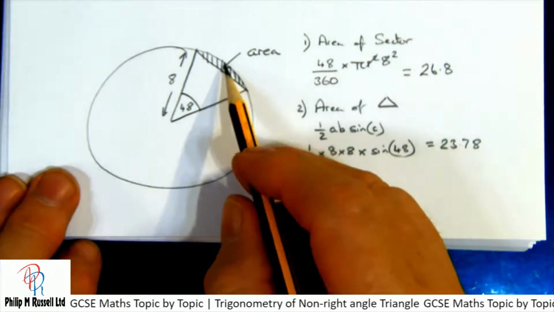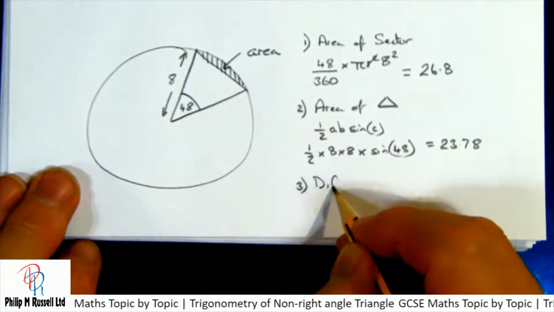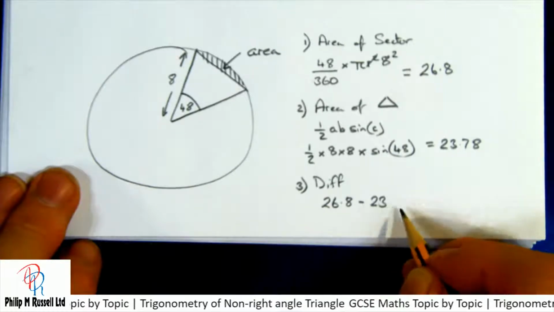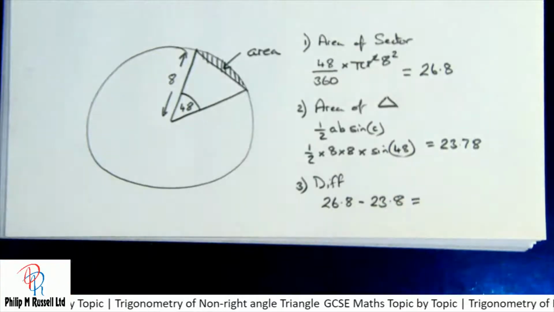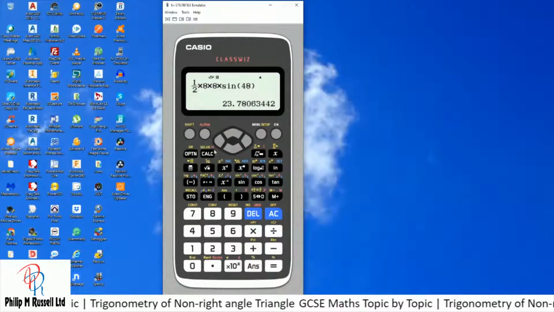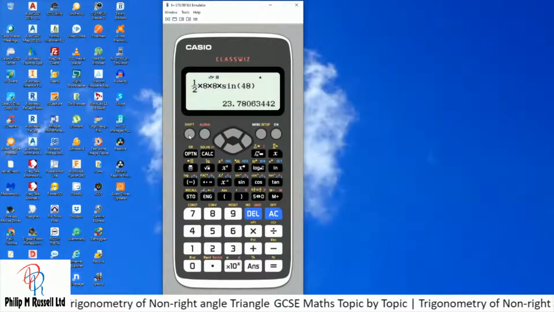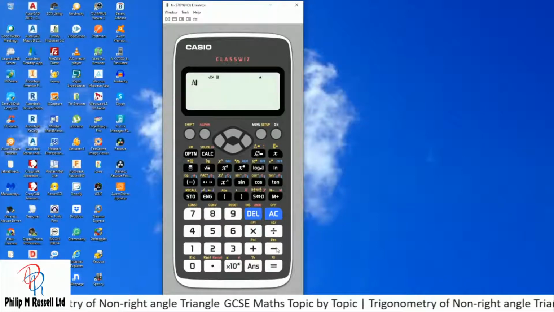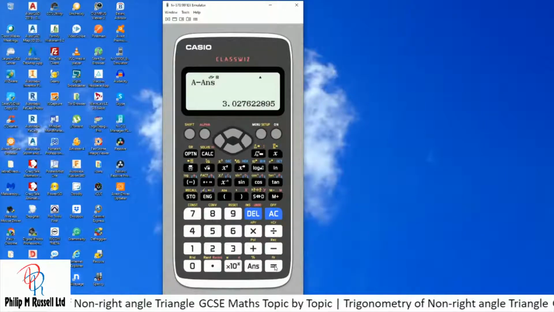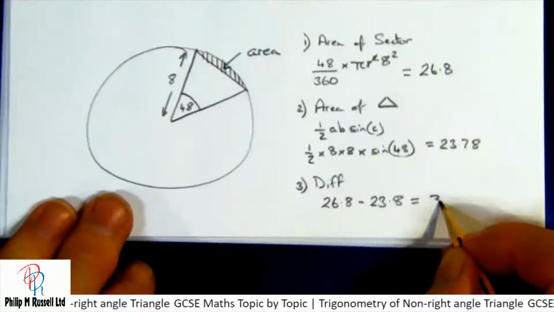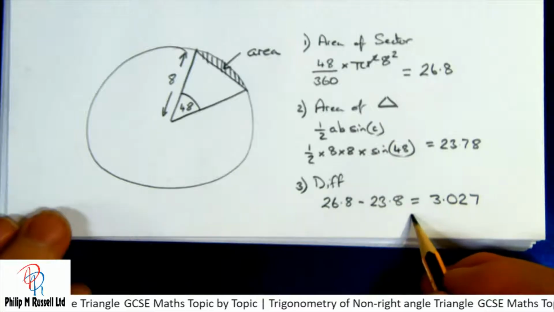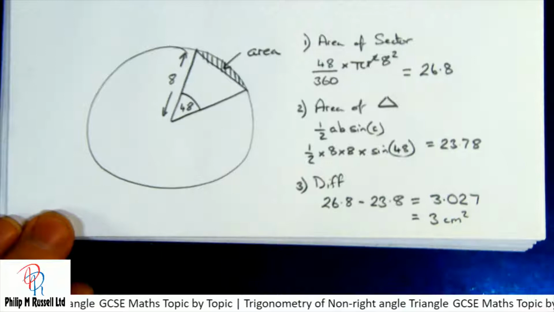So now easily we can work out the area of the difference, and the difference is going to be my 26.8 minus my 23.8, and that's going to give me, if we do it on the calculator, I've got my memory recall, so I'm going to take my 26, so let's shift recall memory A minus my answer, which is going to give me here 3.027, and we can decide at this point that I'm going to round that to 3. So that's working out areas.